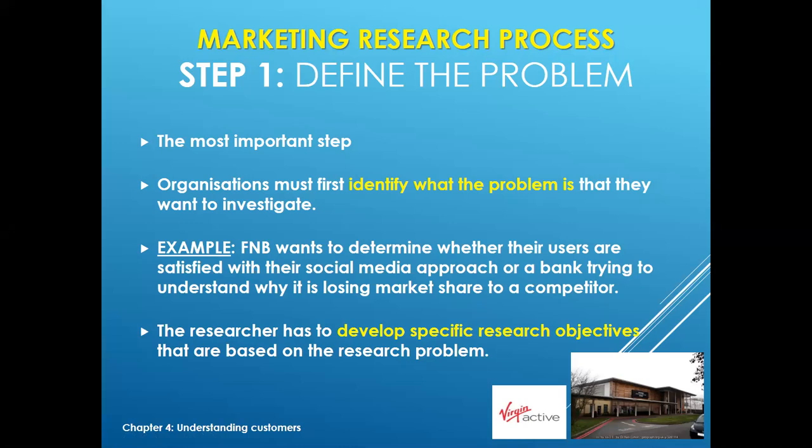It's very important to make sure that the information is relevant and that the information is updated. And as it says there on the screen, it is probably one of the most important steps, because if we do not properly qualify and properly define the problem that we want to research, we're going to end up with a result that is of no value to us. So it is very important to specifically identify what you want to achieve. The example I've used there is that of FNB, who want to determine whether their users are satisfied with the social media approach that the bank is trying to take, and if they're happy with it.